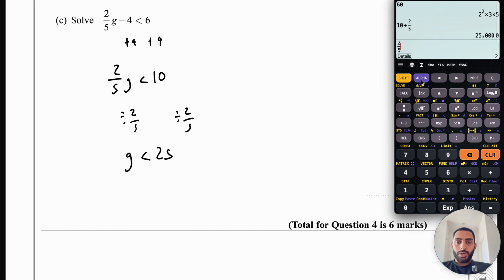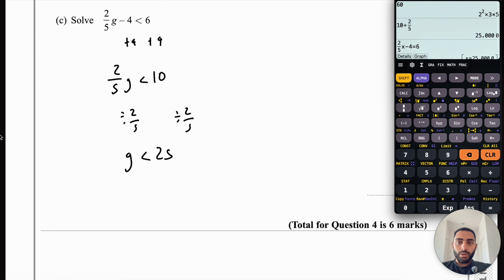of g, so I'm going to press alpha. Where this right bracket is, I can see there's an x here, so that will bring up x, minus 4, and then I want an equals, but I don't want to solve it yet, so I'm going to press alpha, and where this calculation button is, there's an equals here, and it's equal to 6.